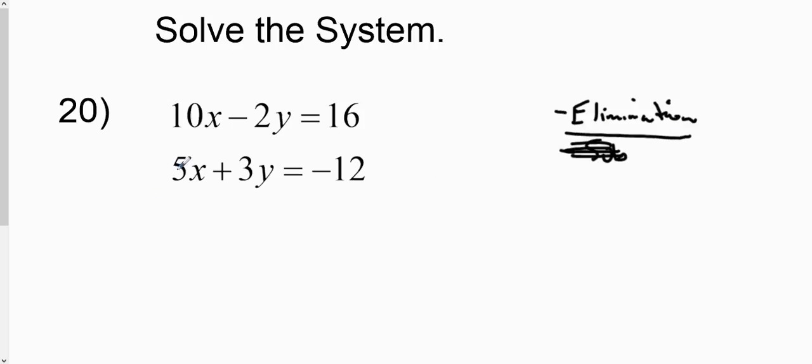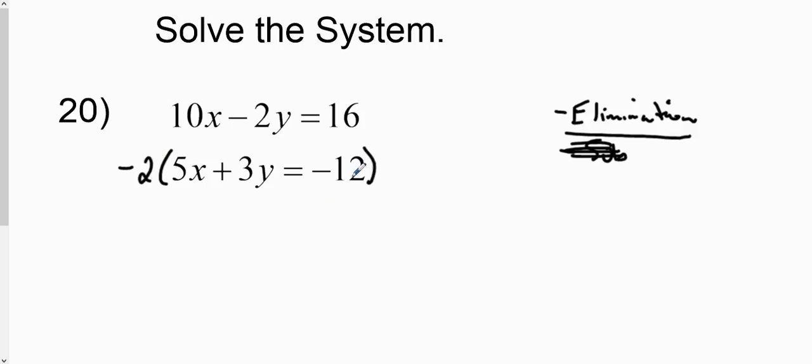Elimination, what we're going to do is try to eliminate one of these variables by combining these two equations. Now to do that, we have to try to pick a number so that when we add them together, we can eliminate it. So we have 10x minus 2y equals 16. A 3 and a 2 are not close, but a 5 and a 10, I can take this expression and multiply it by negative 2.